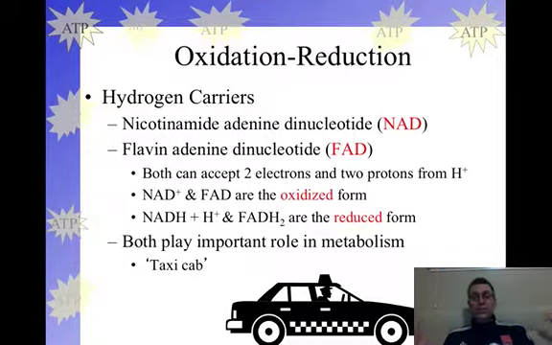And so when they're reduced, they are carrying those hydrogens, and they play a really important role in metabolism because hydrogen becomes an important player in our ability to generate ATP, especially in the electron transport chain. And so I will refer to NAD and FAD as the taxi cabs.